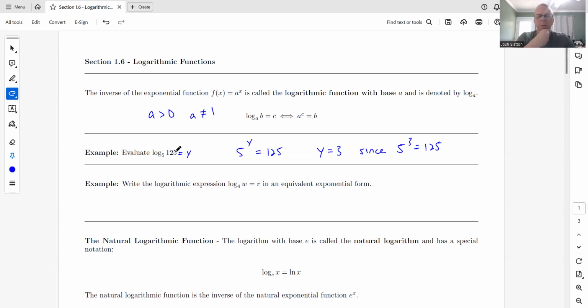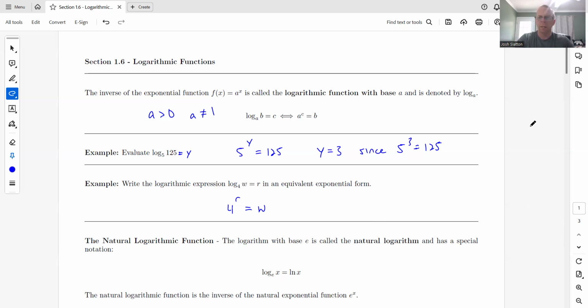Next one, write the logarithmic expression log base 4 of w equals r in exponential form. The way I think of these, the base is 4, so the base is going to be 4 in the exponential. And then these two are going to switch sides. So w is on the same side as 4 here, and r is going to be on the opposite side in the exponential form. That's just an easy way to remember: the base of the log is the base of the exponent. And then the other two numbers or variables will switch sides from the 4.